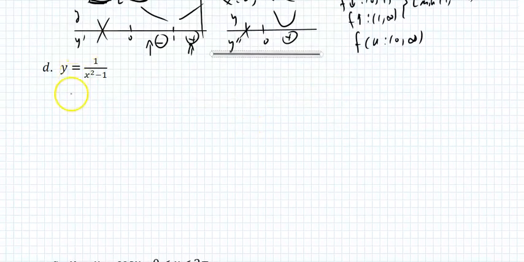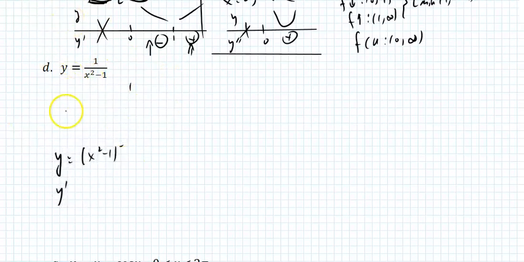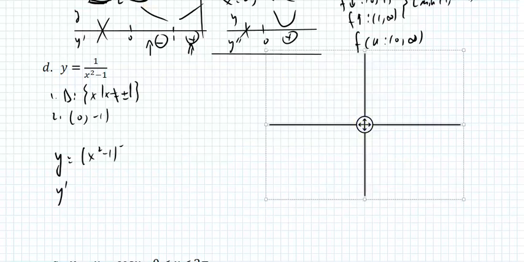Here I could get around the quotient rule by saying, well, y equal x squared minus 1 to the negative 1. Domain. All reals except x equaling plus or minus 1. Intercepts. If I let y equal 0, I'll get negative 1. There are no x-intercepts, so let me label what I have. I am aware that there are two vertical asymptotes, one at 1. So here I'm going to expand that a bit, and I'm going to say that's a 1 and that's a negative 1.